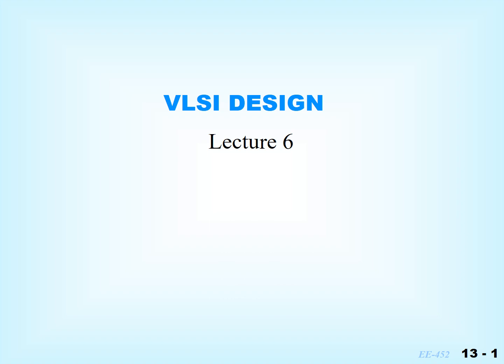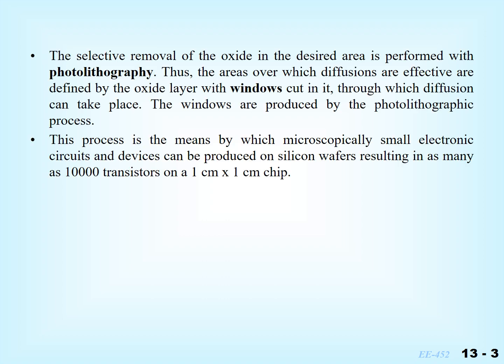So in this lecture, we will discuss the photolithography process, and it is again a very important topic from the exam point of view because it is a multi-step process. So photolithography is defined as a process through which the selective removal of oxide can take place.